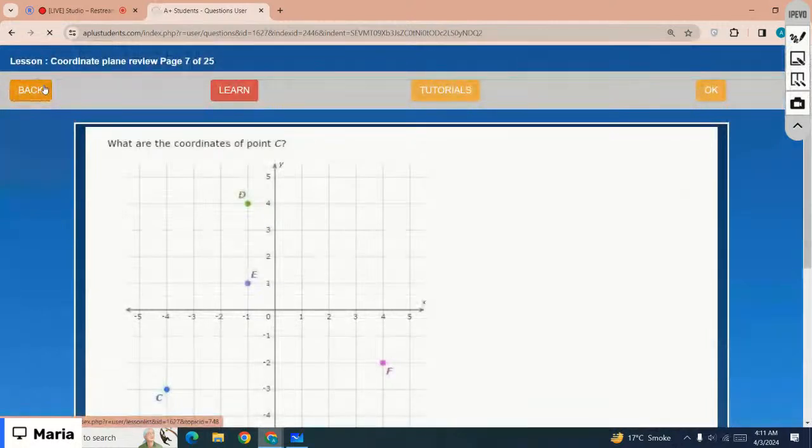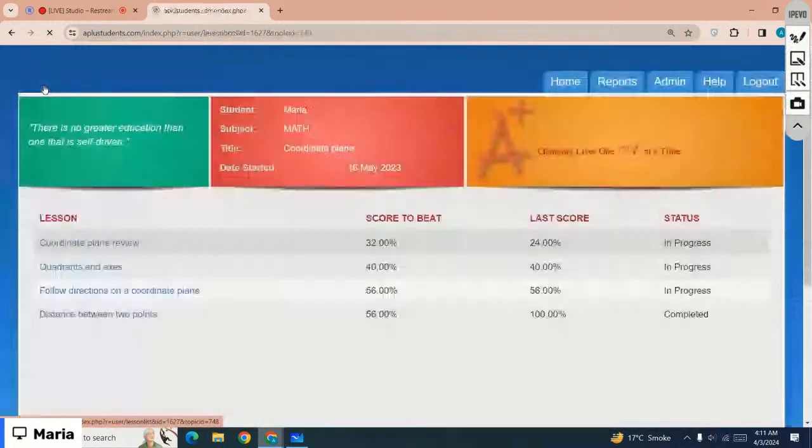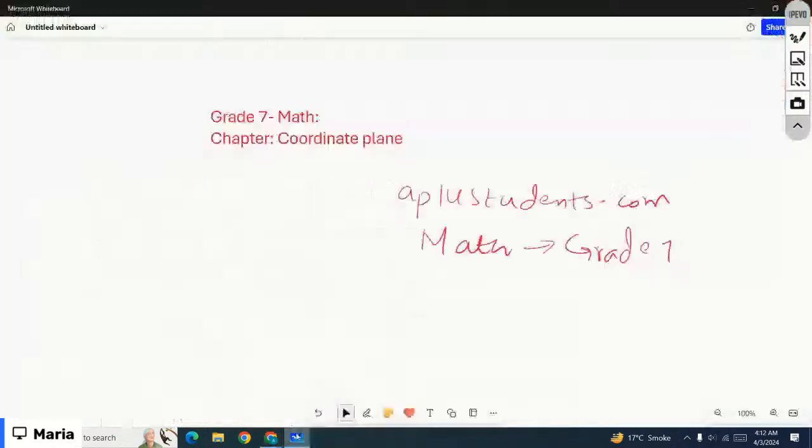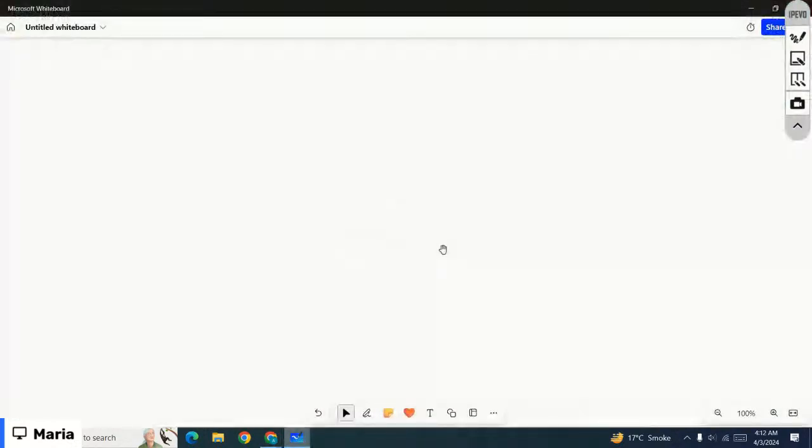Let me just move on to the next lesson. The next lesson is quadrants and axis. Now let's just start with the one we are discussing. Okay, quadrants and axis. Let me explain in detail a bit of quadrants and axis, right?